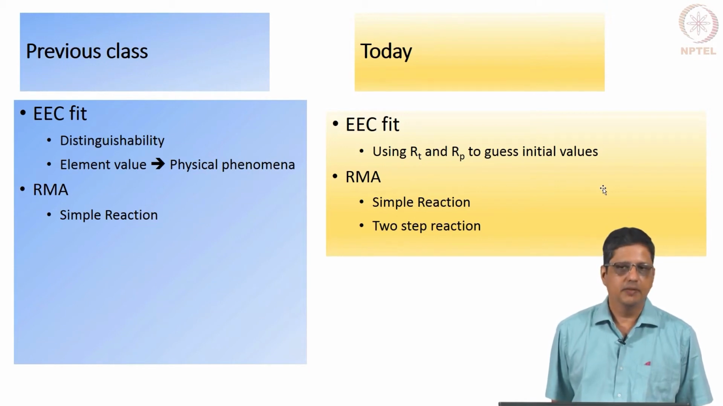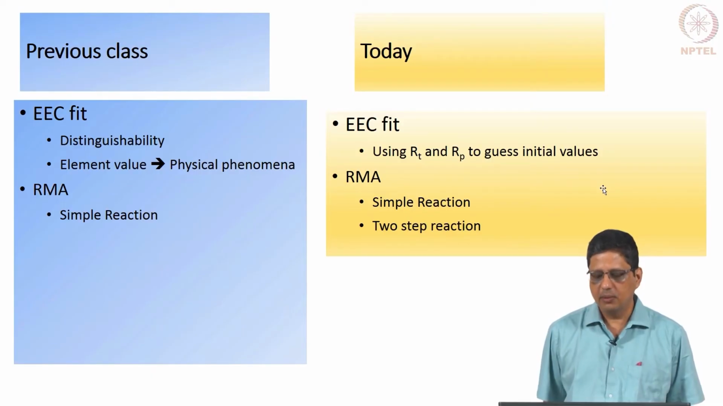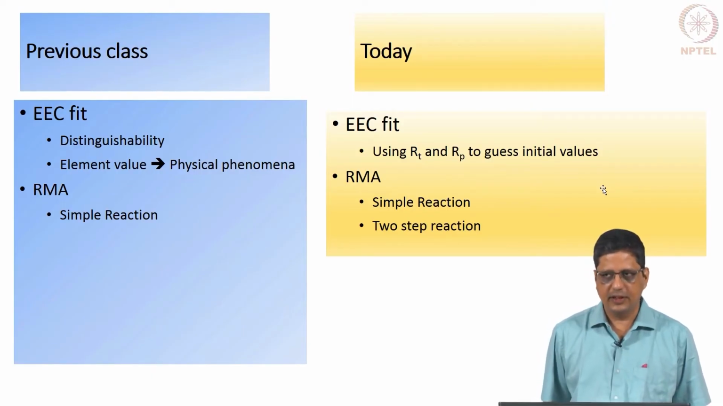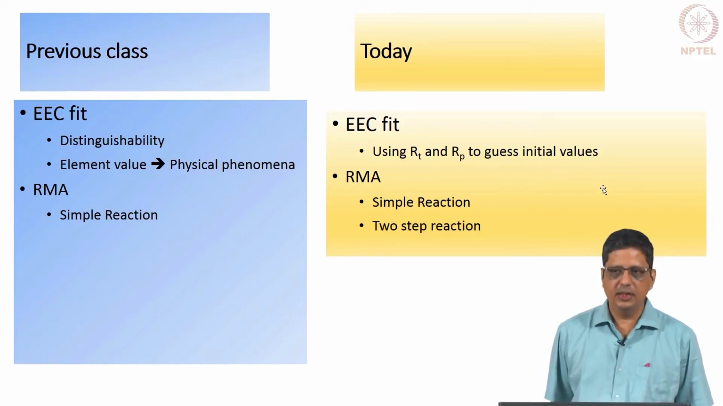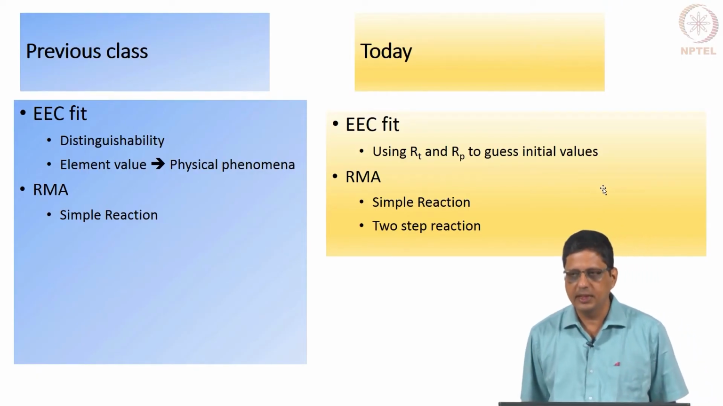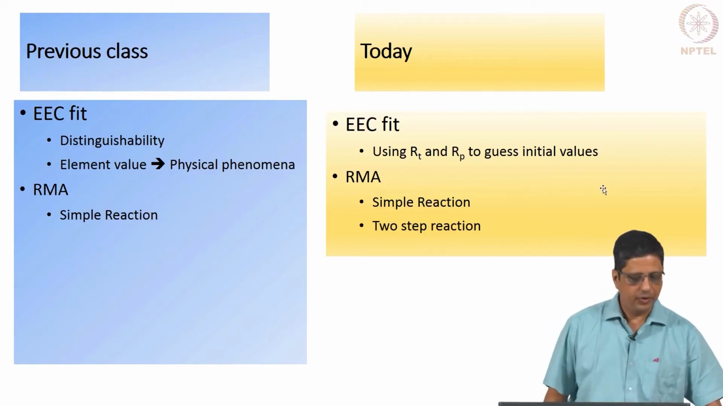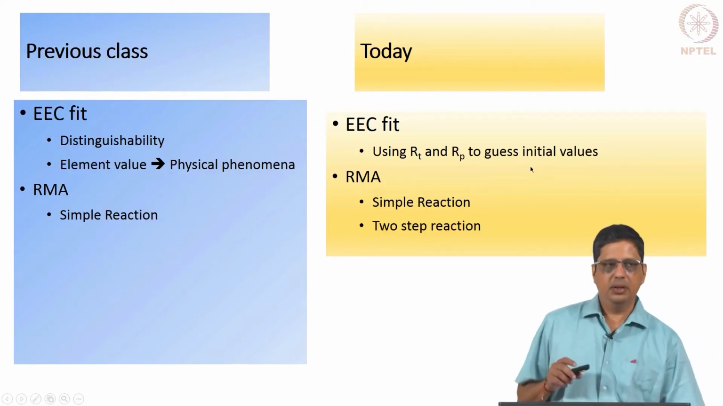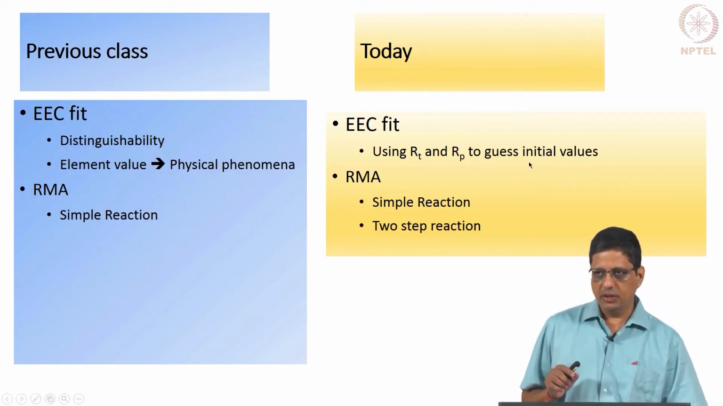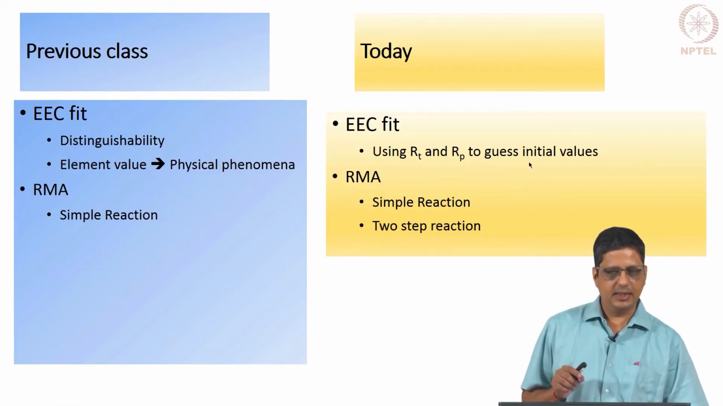So, yesterday we saw that the definitions of RT, charge transfer resistance, and polarization resistance are different. At infinite frequency, the impedance given by the reaction is called charge transfer resistance. At 0 frequency, it is polarization resistance. I want to show an example on how to use that information for making good initial guesses in the EEC.